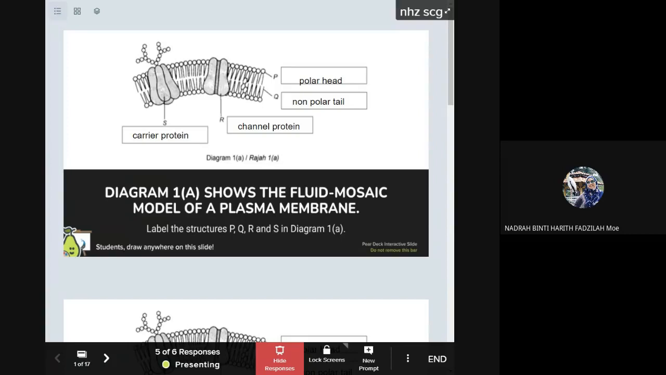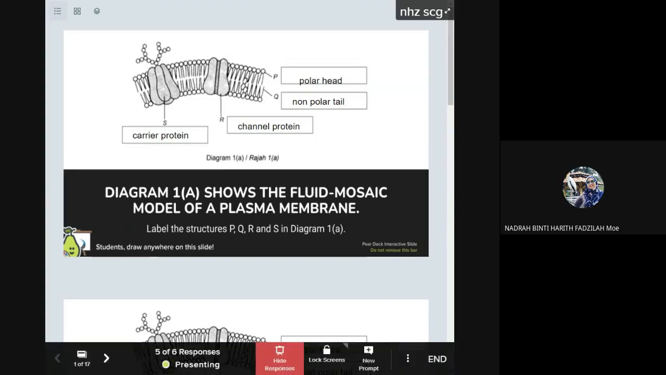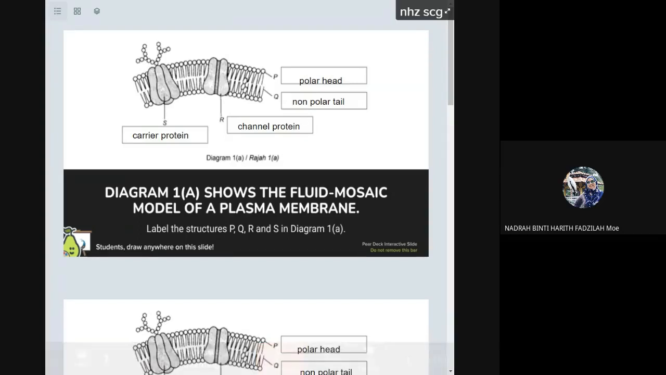Saya lampirkan satu sampel jawapan kat sini. Okay, saya lampirkan dalam Telegram. This is a quick recap only about what we have done yesterday. Okay, and then let's take a look at the next slide.